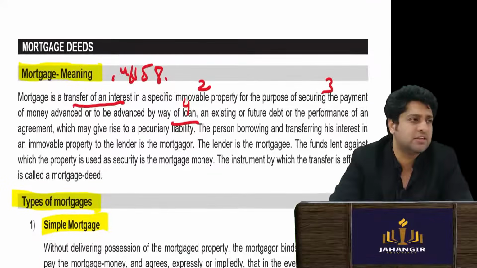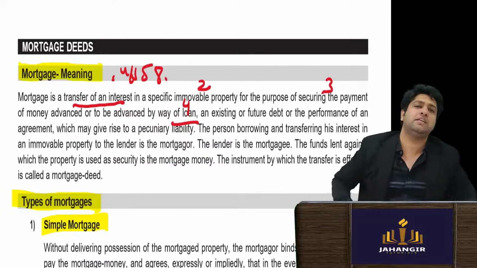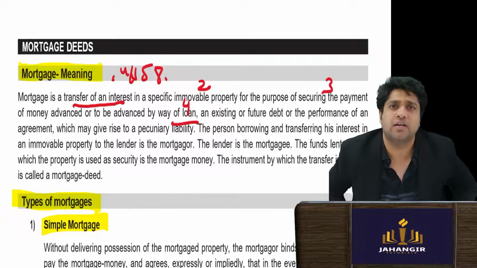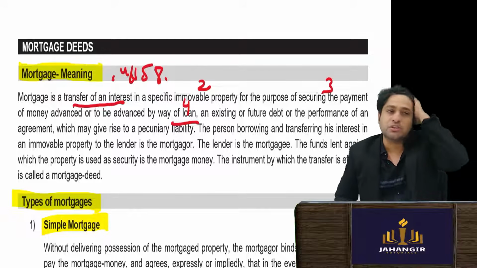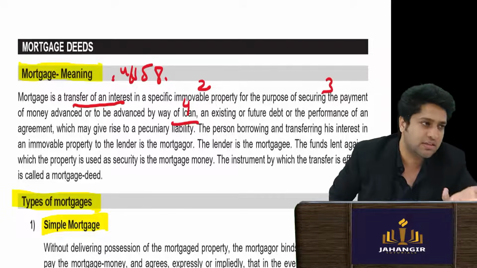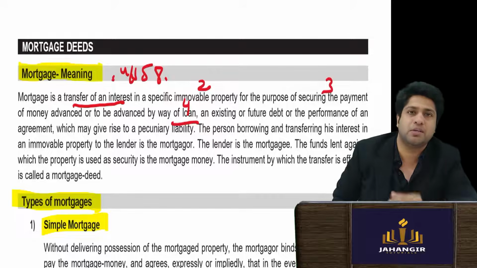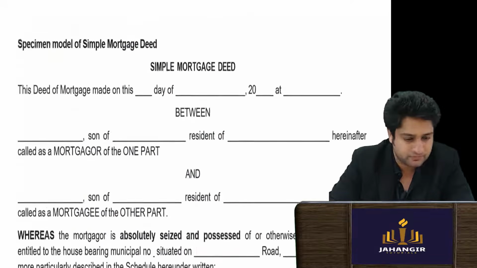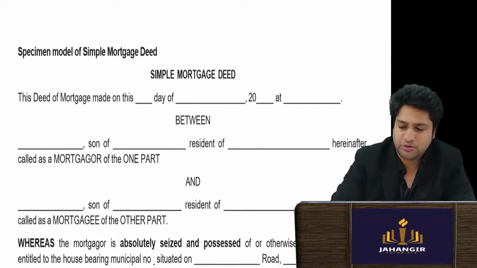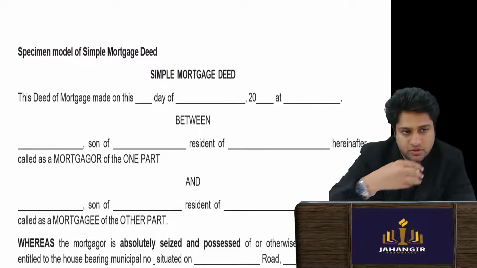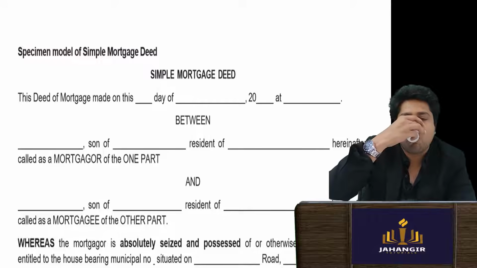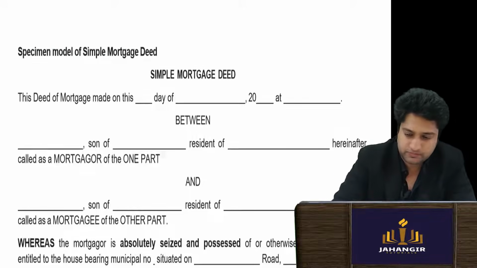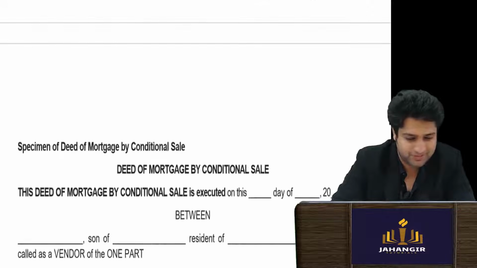Then mortgage. Now again, mortgage deeds are also very, very important. It's one of their favorite questions because you just need to know the types of mortgage. And then accordingly you will twist the words in the agreement. Same format, absolutely nothing else.